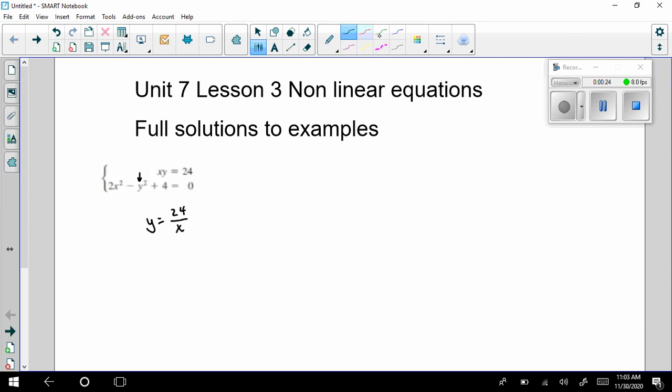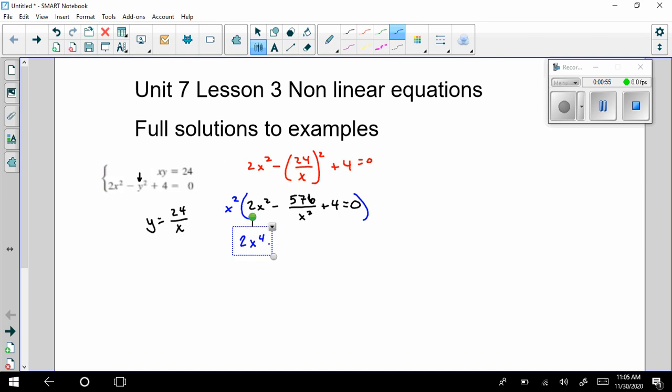We're going to substitute that in right here. So we get 2x squared minus 24 over x squared plus 4 is equal to 0. Simplify this here. Okay, I would clear my fractions next to get that variable off the bottom. So we end up with 2x to the fourth minus 576 plus 4x squared is equal to 0.